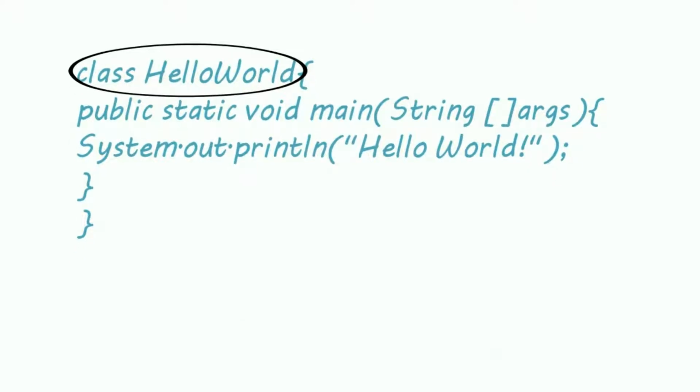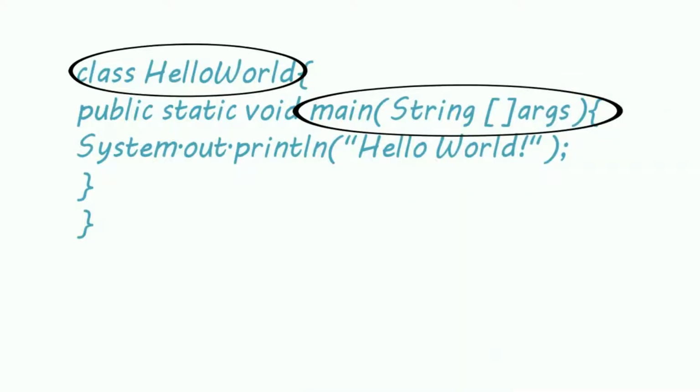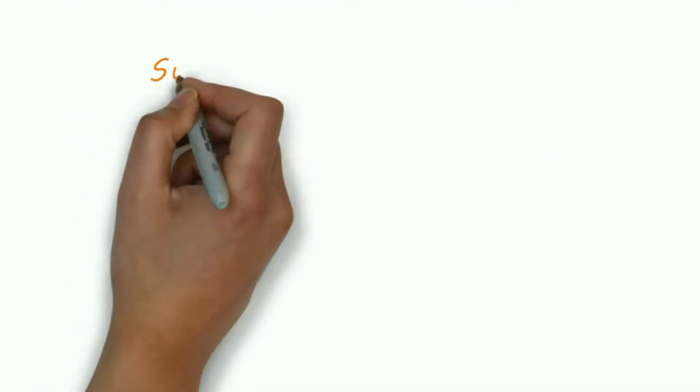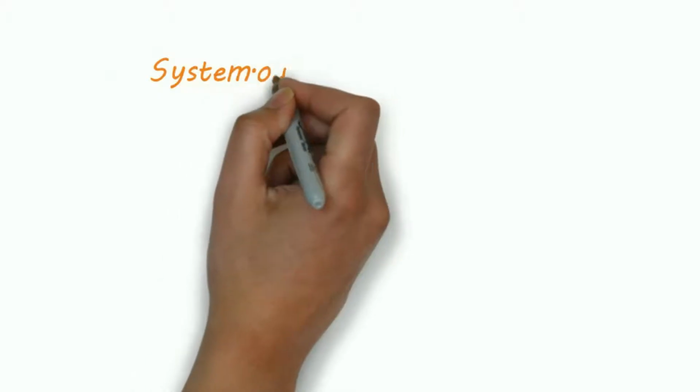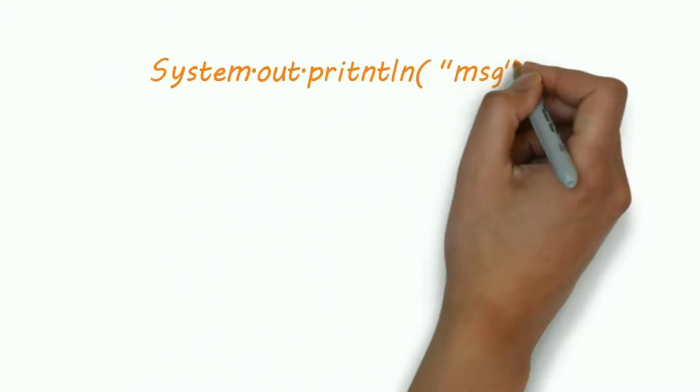We first created a class Hello World. Inside our class, we have our main function. That is public static void main. Don't worry about this public and static keyword. Now this statement is important. System.out.println and then our message.